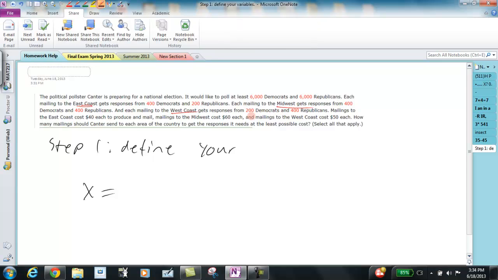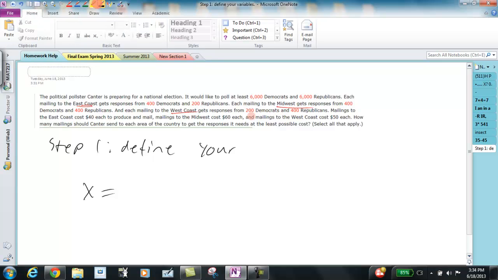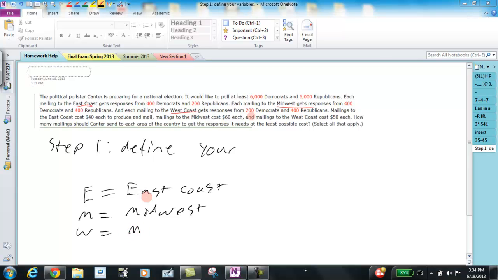So you can define your variables to be whatever you want. Why even call it X? Let's be smart about it. E will represent the number of mailings to the East Coast. M will represent the number of mailings to the Midwest. And W will represent the number of mailings to the West Coast. And remember, they're defining as number of mailings. Until you need it, you might want to actually write out number of mailings, if that makes sense.